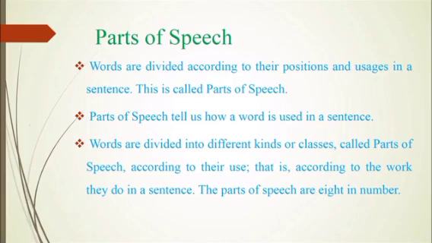Words are divided according to their positions and usages in a sentence. Usually, parts of speech tell us how a word is used in a sentence. In other words, words are divided into different kinds or classes called parts of speech according to their use, that is, according to the work they do in a sentence. The parts of speech are 8 in number.